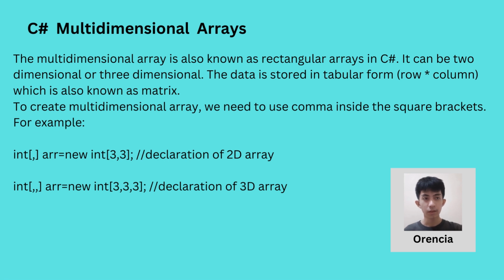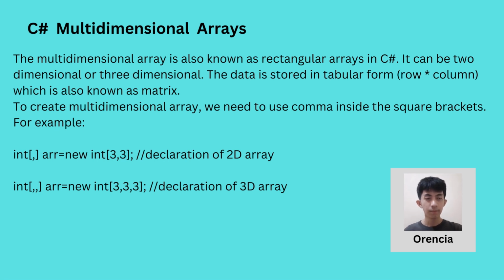A two-dimensional array, also known as a matrix, is an array with rows and columns. It can be thought of as a table, where each element in the array corresponds to a cell in the table. A two-dimensional array is created by using a comma inside the square brackets to separate the dimensions. A three-dimensional array is an array with three dimensions, such as a cube. It is created in a similar way to a two-dimensional array by using a comma inside the square brackets to separate the dimensions.